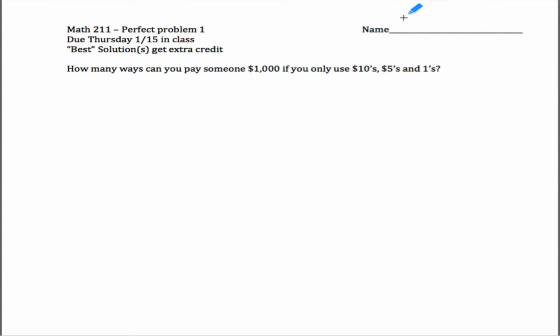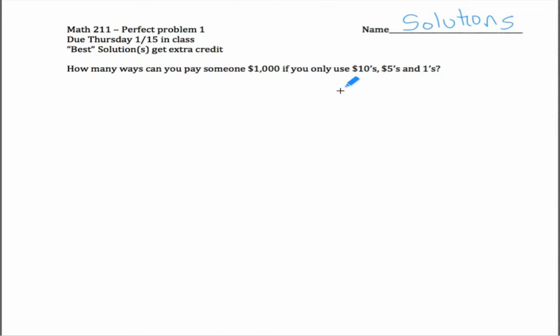All right, here are solutions for the first perfect problem for Math 211 for, what is this, Winter 16? The idea here, it's an easy problem to state, kind of hard to solve. You're asked how many ways can you pay someone $1,000 if you only use $10 bills, $5 bills, and $1 bills. The answer is a lot, but you probably want to be a little bit more specific than that.